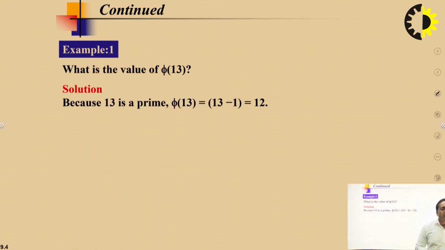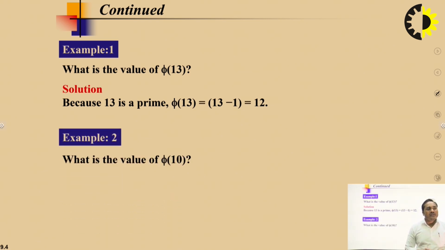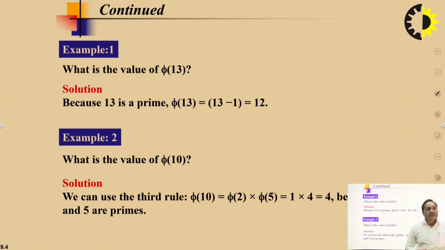Now we can go and solve the numerical problem. With the help of the numerical section, we can easily solve the problem of phi n. So what is the value of phi 13? The solution is that 13 is a prime number, so phi 13 equals 13 minus 1. So you can say phi p equals p minus 1.